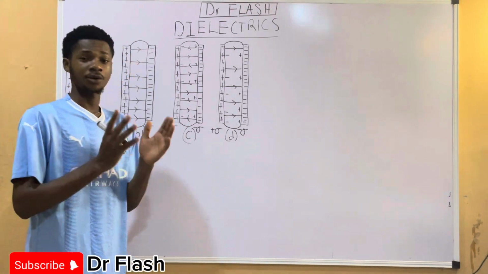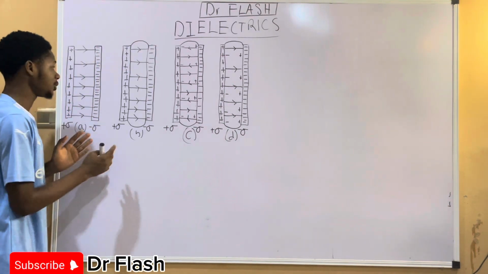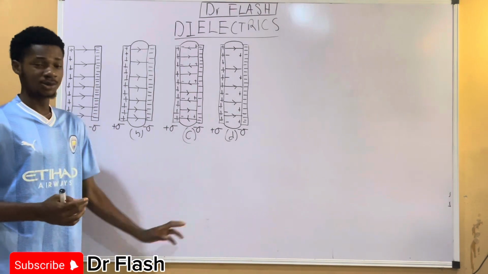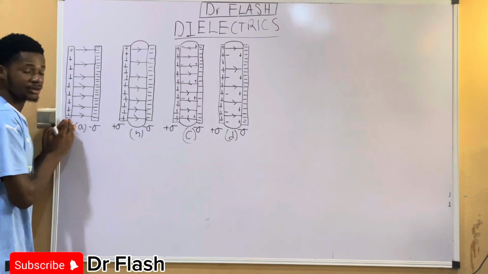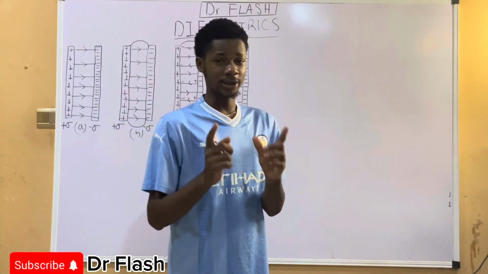Now, we do know that for a capacitor, there's usually a separation between the positive and the negative plates. To the left, we have the positive, and to the right, we have the negative for this series of diagrams. Now, the space in between is where we put the dielectric. The dielectric is an insulating or non-conducting material.